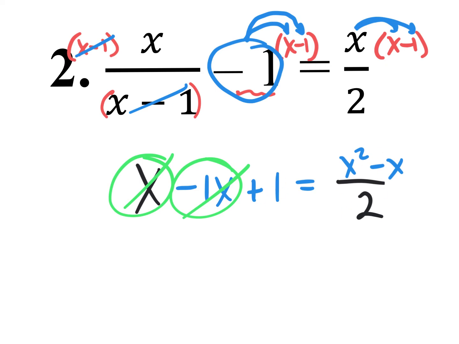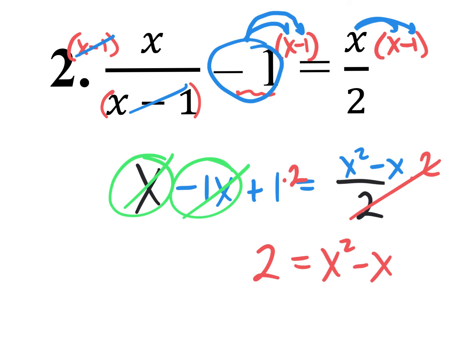Okay, now let's get rid of the fraction on the right side. What do we do? Multiply by 2, right? You multiply by the denominator of the fraction you want to get rid of, and you have to multiply everything by it. So you multiply this 1 by 2. And of course, these canceled out, so you don't have to do anything else. So your new equation is 2 on the left side equals x squared minus x on the right side. Now we have a quadratic equation.